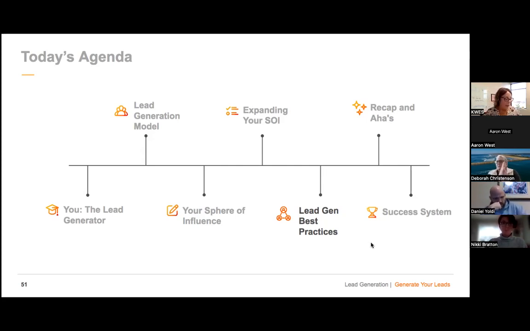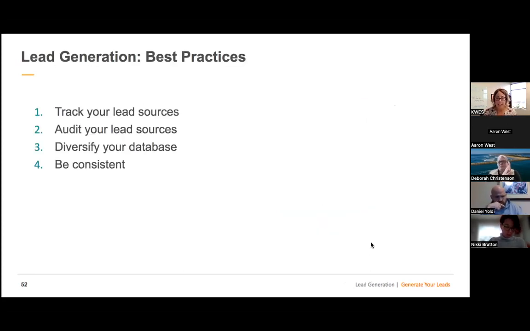All right, we're going to move on. Lead gen best practices. Okay, so tracking your lead sources. Keep track of where your leads are coming from and audit your lead sources to determine where your top lead sources are. It's best practice not to have one, not to have five, but to have three, and then track where those are coming from. Is it from my sphere? Is it from doing open houses? Is it from social media marketing? Where are you getting your leads from? Diversify your database. This is key.